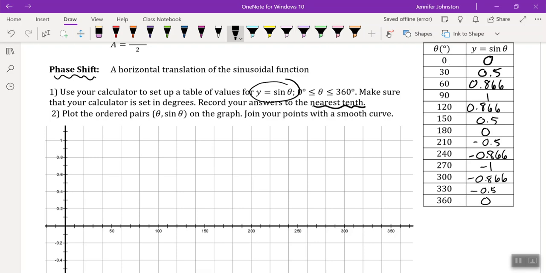So first, let's graph 0, 0, and then at 30, 0.5. If that's 50, then that means we're going up by 10. So 10, 20, 30. At 30, we get 0.5. And then at 60, that would be right here, so not quite 0.9, just under. And then at 90, we get 1.